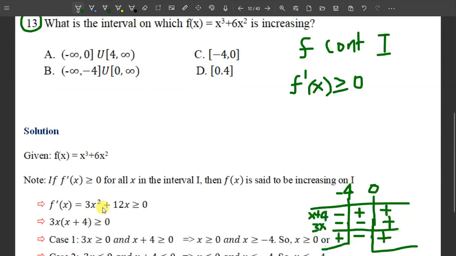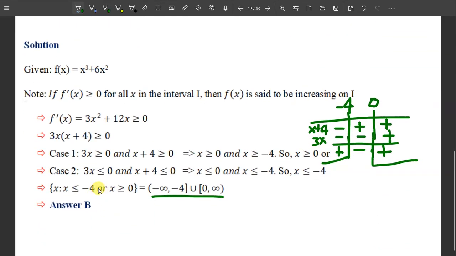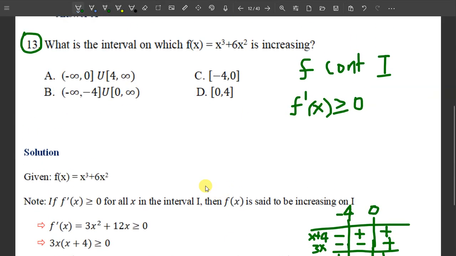Since the answer is given in terms of interval, we leave this set builder method. Any set that can be expressed as such is known as set builder notation. Convert this into interval form, which becomes from negative infinity up to minus 4, closed, union, again a closed interval from 0 up to positive infinity, half closed actually. Therefore, the answer is B, as you can see here. B is the answer. That's it.